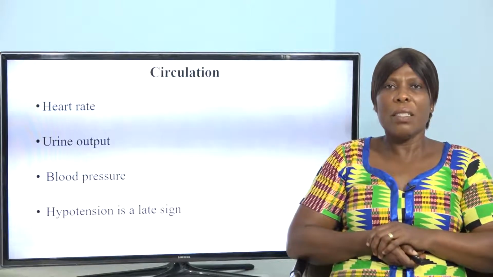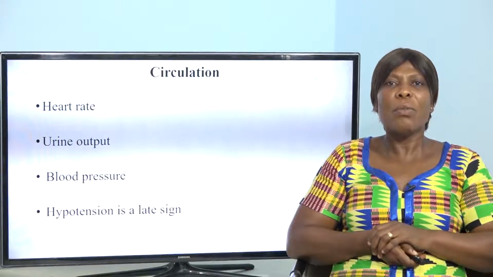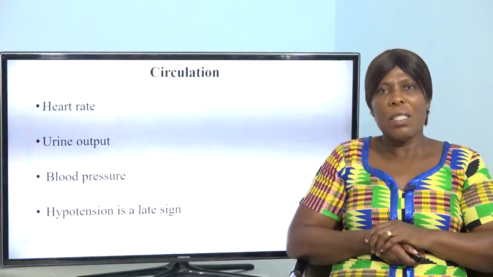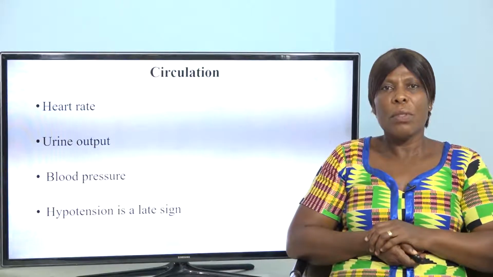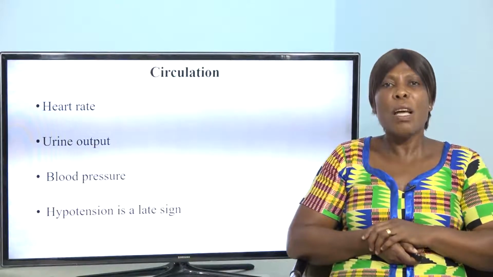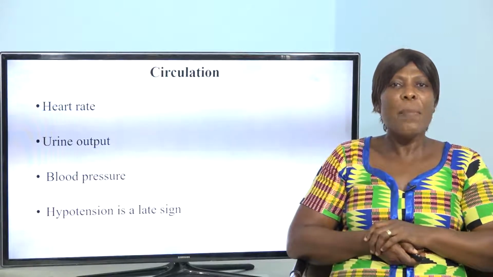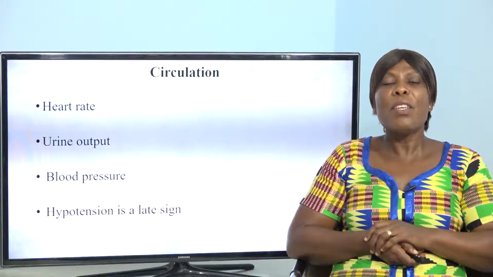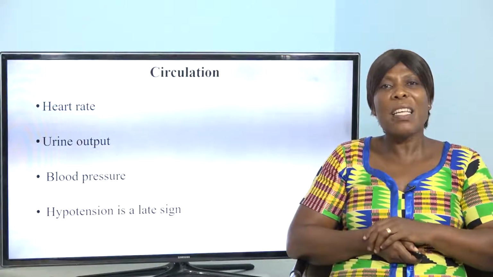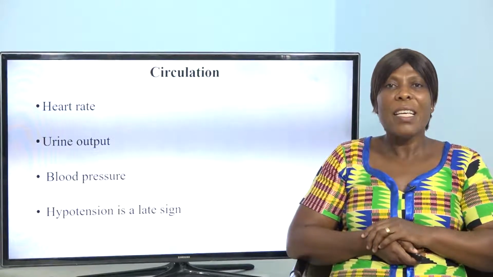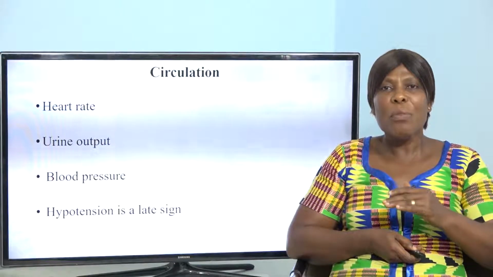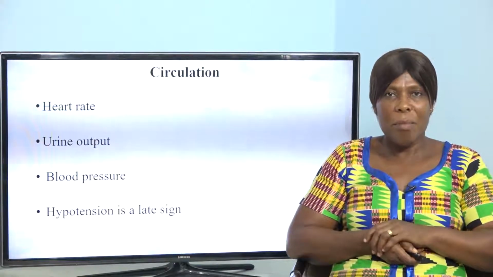Now, circulation. In assessing circulation, we are looking at the heart rate. Is the heart rate rapid or shallow? We are also looking at the urine output. We are also looking at the blood pressure. And then hypotension is a late sign. Normally with babies, we don't measure their blood pressure. But with time, we put them on a monitor, and then the monitor is able to detect their blood pressure.